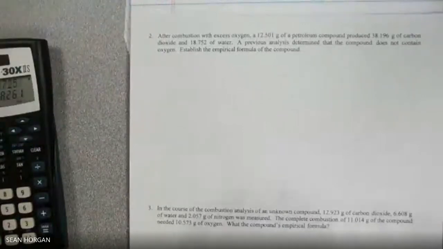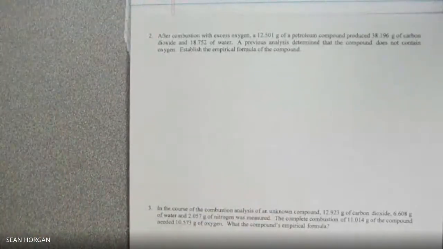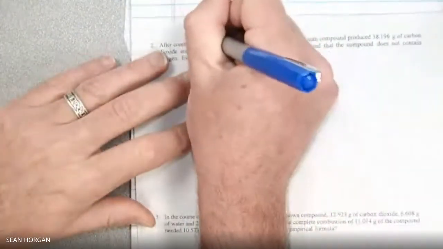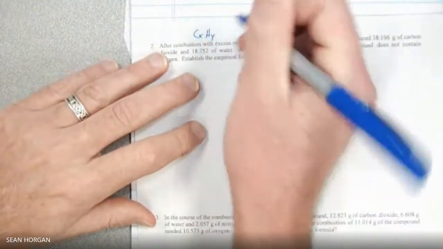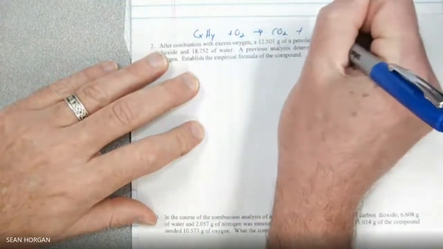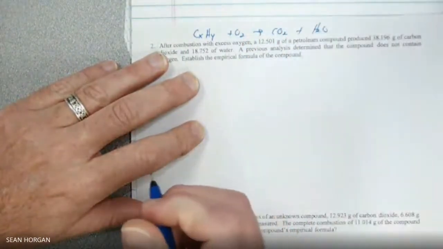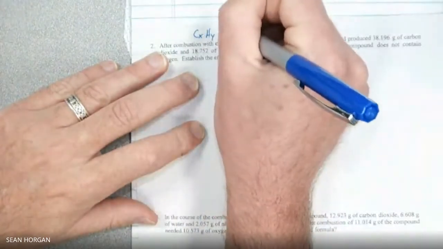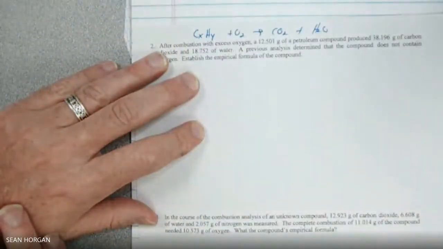We'll do the next one. This probably should be number 1. It's probably the easiest one of the bunch. I will do this out the same way. CxHy plus O2 yields CO2 plus H2O. And we have excess oxygen. Let's see. That sounds weird, right? We have excess oxygen.